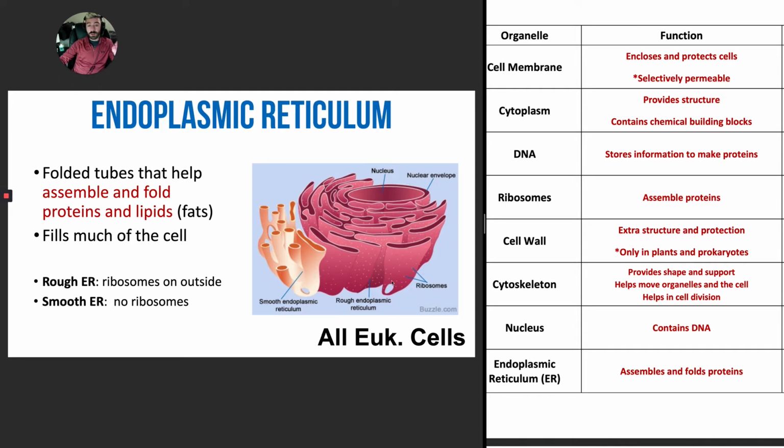On the rough ER, it's called rough because there are ribosomes scattered all around the surface. And remember, ribosomes are where proteins are made, and so it makes sense that this is where the ER helps assemble and then fold those proteins, because proteins are not just a long strand of chemicals, they're all folded every which way, and that's really important. And if a protein is misfolded, that's a huge issue. And so the rough ER has ribosomes, the smooth ER does not. And that's the endoplasmic reticulum. It assembles and folds proteins.